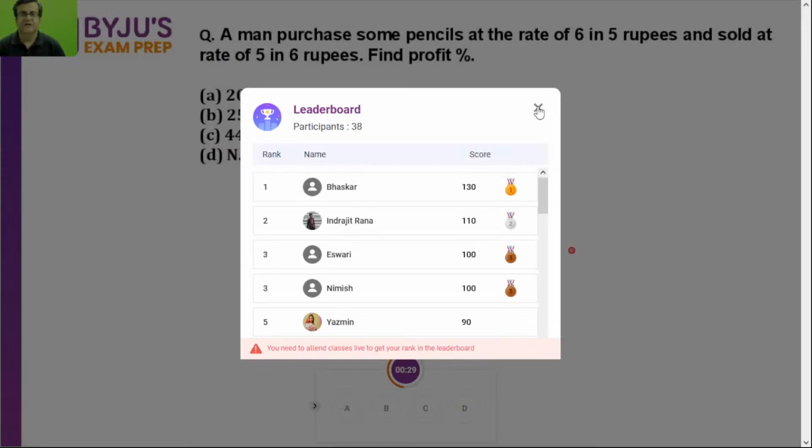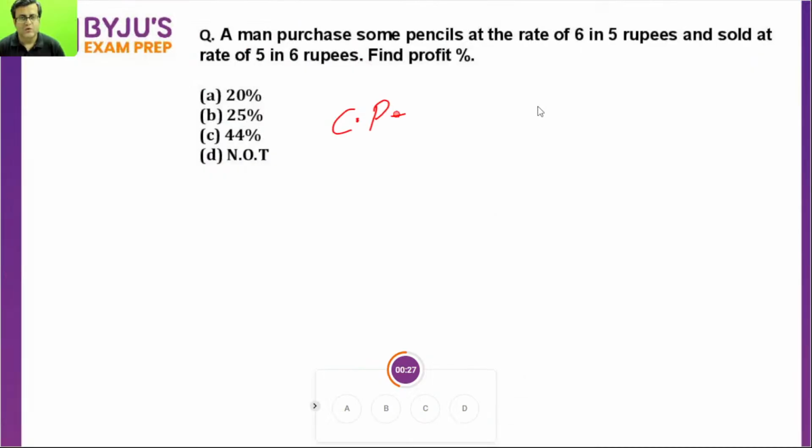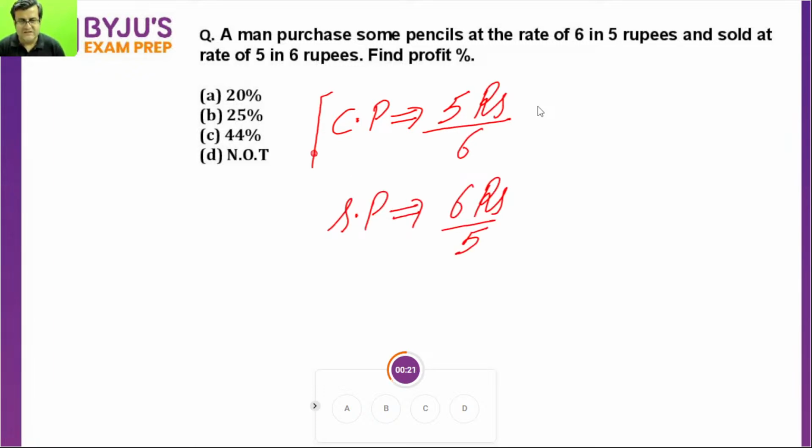C option is right. Everybody, look at this. The cost price is equal to 5 rupees, 6 articles. Then selling price, 6 rupees, 5 articles. Is this clear? This is the cost, this is the selling price. If you make the number of articles equal, multiply with 5 and 5, multiply with 6 and 6. So this will give you 30 articles.